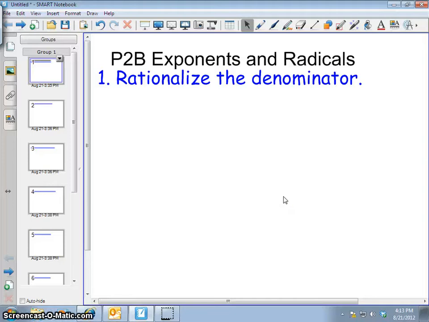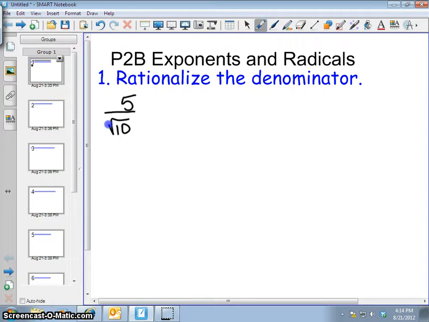Today we are doing the second half of P2, which is exponents and radicals. You'll need notebook paper today to take notes. Example number 1, rationalize the denominator. The problem is 5 divided by radical 10.